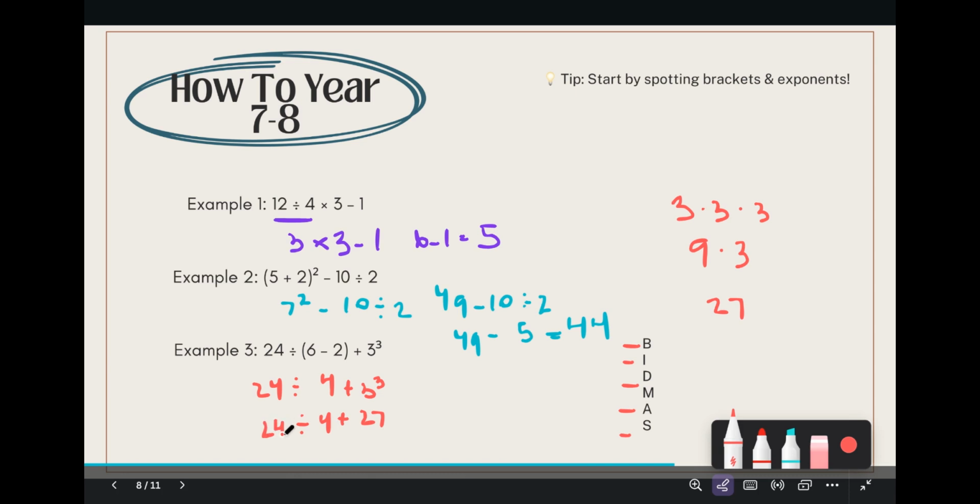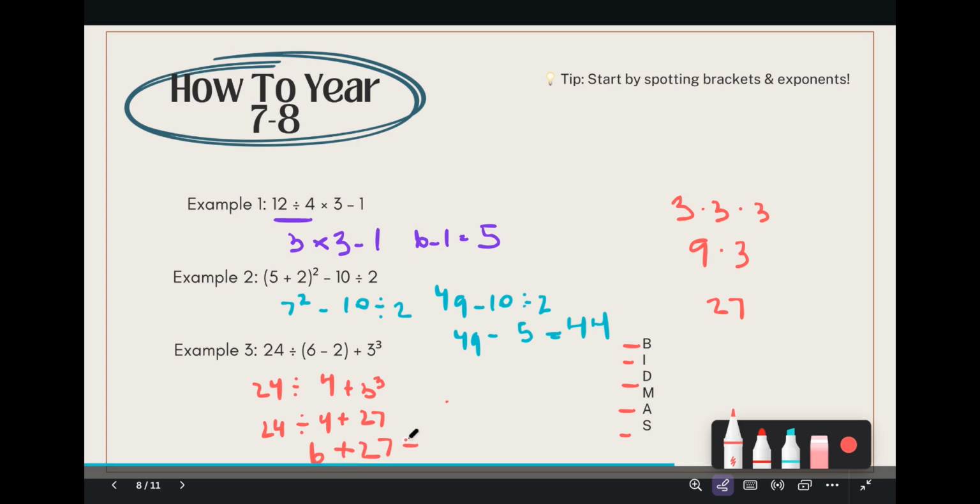So there's quite a lot going on here. Next one is 24 divided by 4 and then add 27. Now division comes first. So 24 divided by 4, quick math tells us that's 6. Finish writing out our equation. Plus 27.